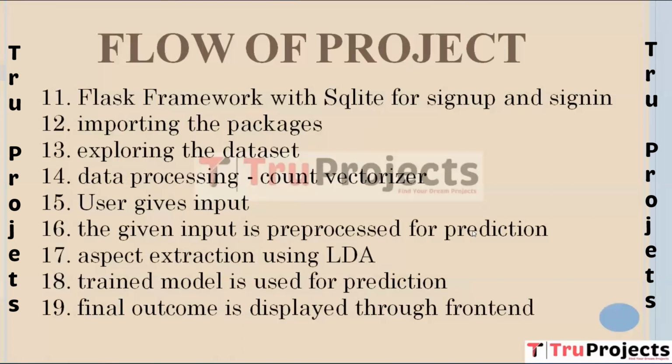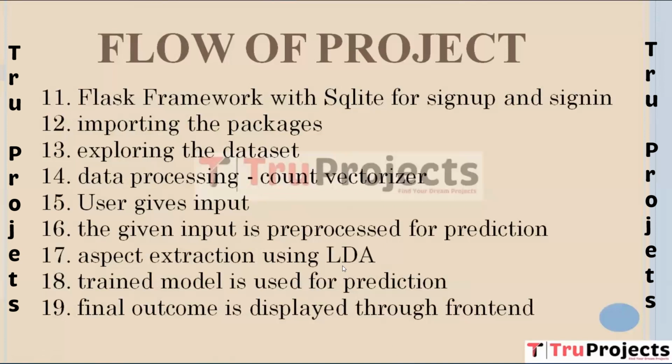Then we have the given input is pre-processed for prediction. Pre-processing steps specific to the user input are applied to make it compatible with the model for the prediction. This might involve tokenization, vectorization, or other text processing techniques. Next, we have aspect extraction using LDA.